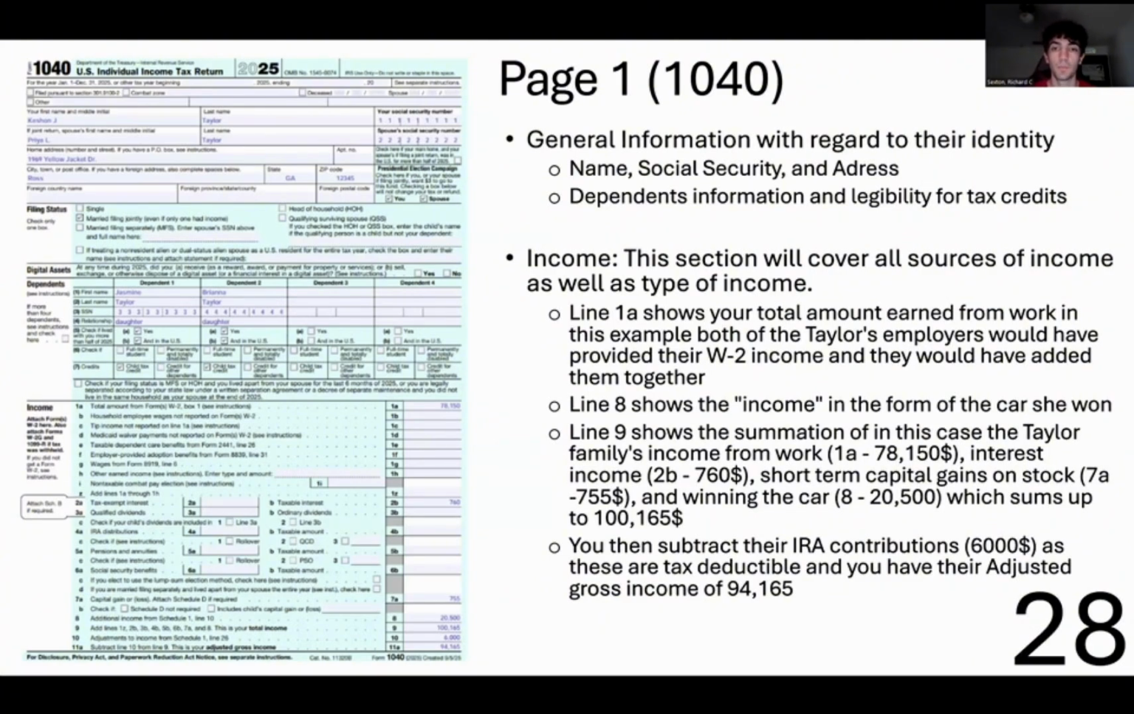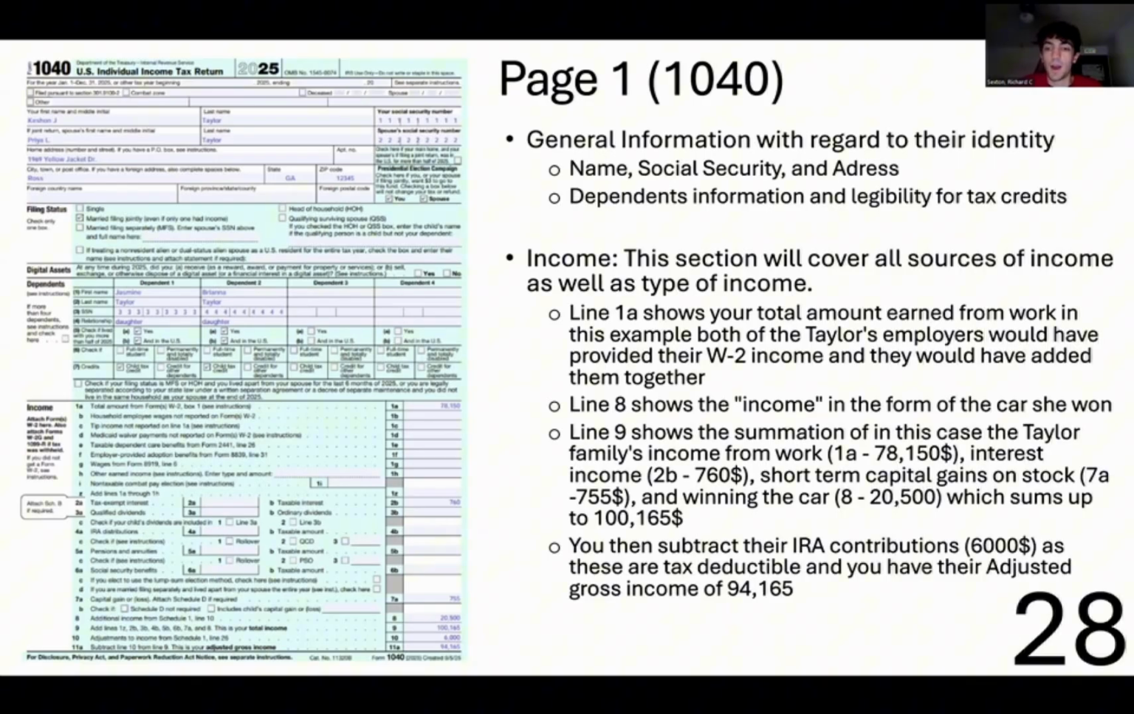As you can see in the document, line 1A shows your total amount earned from work. In this example, both of the Taylors' employers would have provided their W-2 income and they would have added them together. Line 8 shows the income in the form of the car she won. Line 9 shows the summation of, in this case, the Taylor family's income from work, as seen in 1A, $78,000, interest income, line 2B, $760, and short-term capital gains on stock, line 7A, $750, and winning the car, line 8, $20,000, which sums up to $100,165.